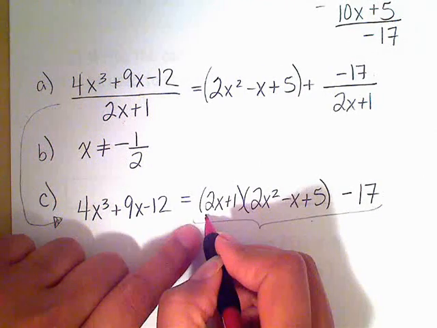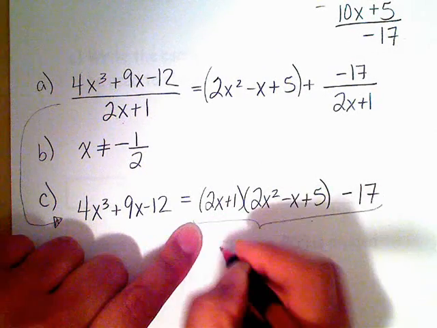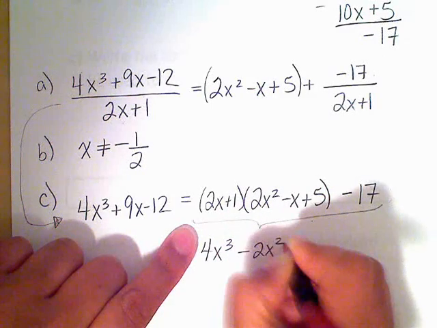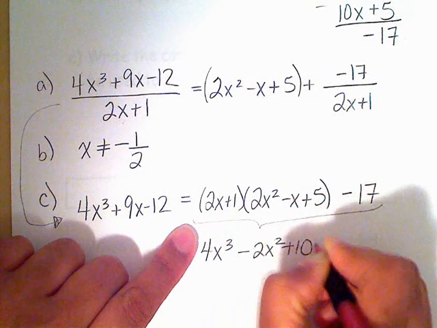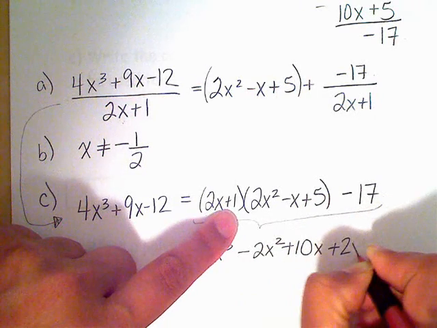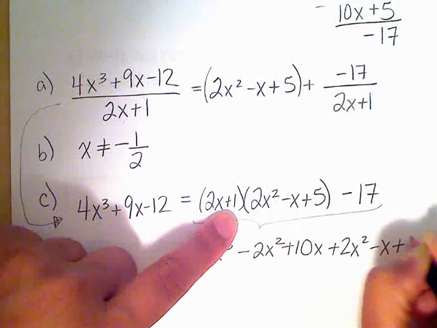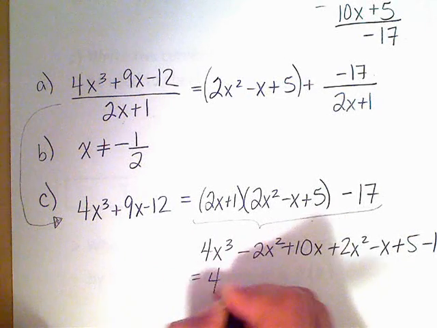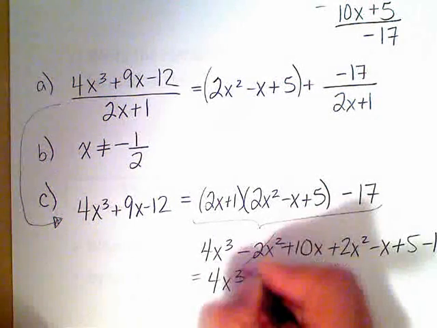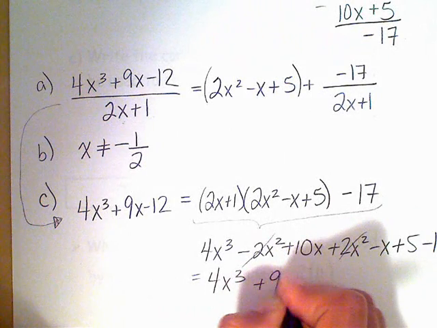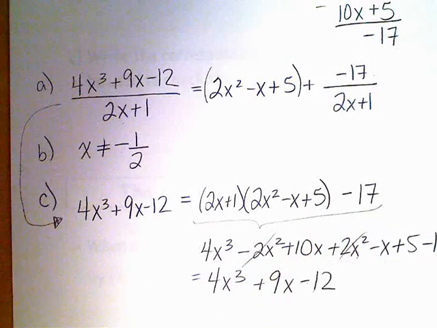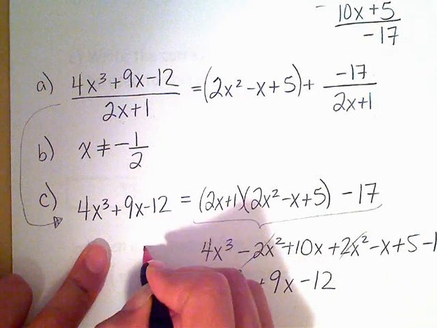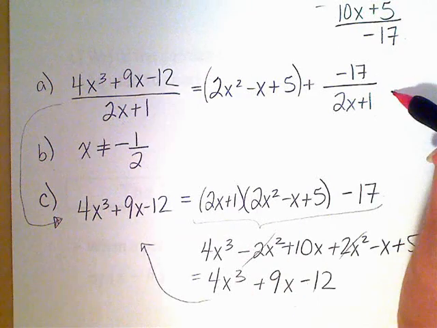So if I expand the binomial with the trinomial, so far I get 4x cubed minus 2x squared plus 10x plus 2x squared minus x plus 5, and then I have minus 17 at the end. And if I simplify this, I get 4x cubed. These guys cancel out. Plus 9x minus 12. So there you go. Okay? So it shows you that I get the exact same thing whether I look at it in multiplication form or in quotient form that's here.